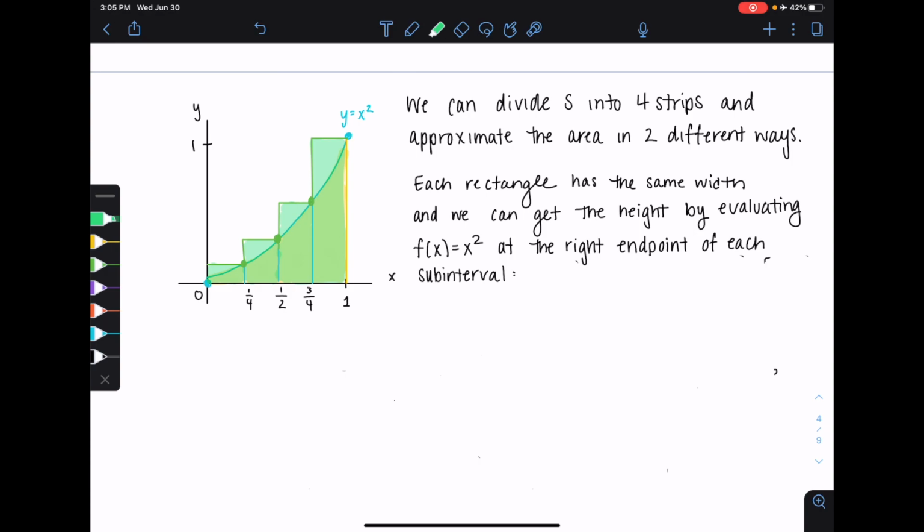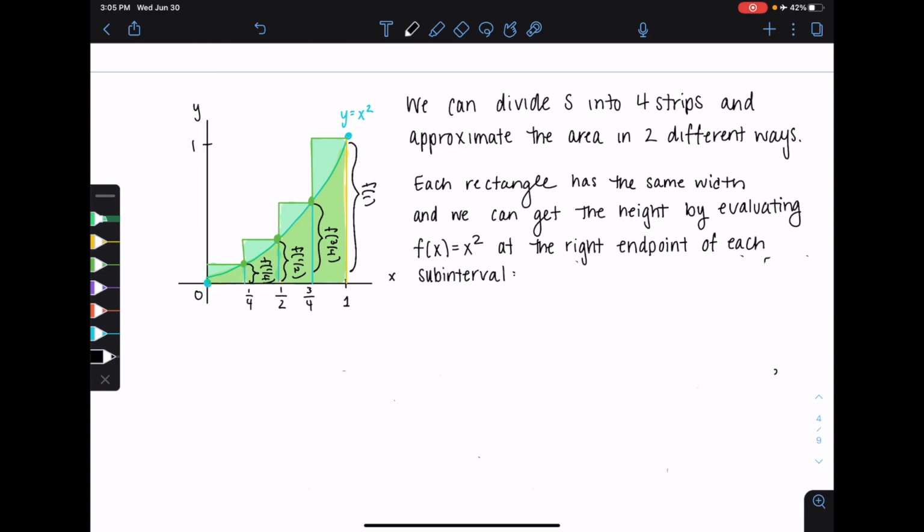Okay. So to find each of these heights, we'll start over here because this one's a little easier to write in. The height here would be the function evaluated at 1. This is 3/4 because that's exactly halfway in between 1/2 and 1. And so the height of this other rectangle would be my function evaluated at 3/4. This height would be my function evaluated at 1/2. And this height would be my function evaluated at 1/4.